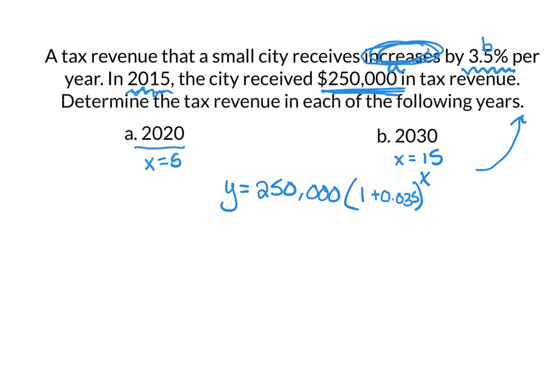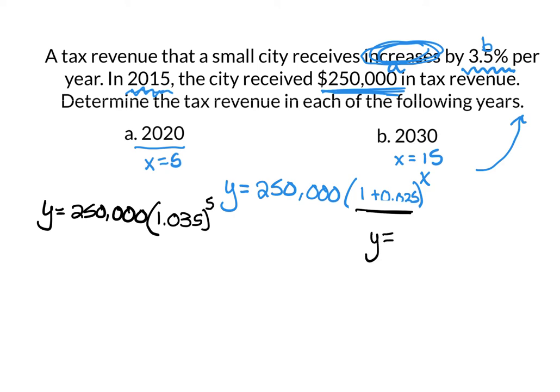0.035. All right, so for this one to evaluate 2020, it would be y equals 250,000 times 1.035 to the power of 5. And then for the other one, y equals 250,000 times 1.035 to the power of 15. Pause the video, get a calculator out, see if you can evaluate that correctly.